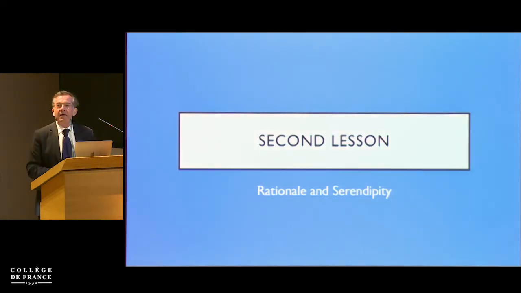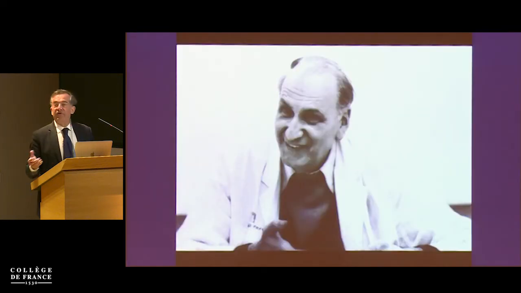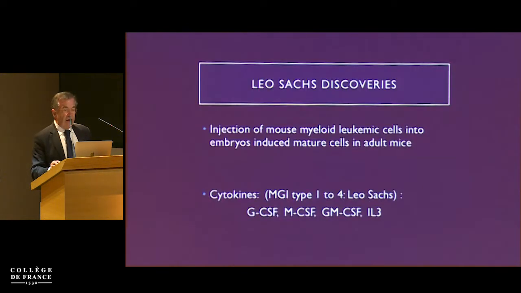The second point is how we arrived at differentiation, through rationale or serendipity. Leo Sachs was a pioneer of that, and Hugues de Thé says that he is a real person. He injected myeloid leukemic cells into a mouse embryo, and he saw some mature cells at the end in the adult mouse. So it was the first time it was possible to change cells. These cells are from leukemia, but they are also cell lines and cultivated, not really fresh cells from the mice. But he could change the cells inside the body of the mice.